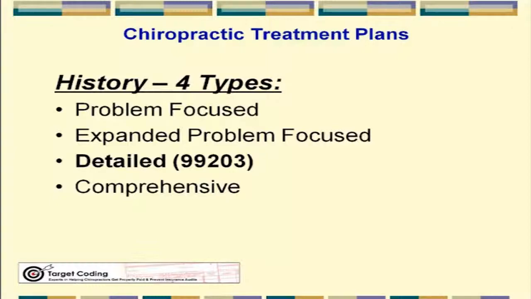The HPI, or in chiropractic college you may have been taught this as the OPQRST. That's the onset, what makes it worse, what makes it better, the quality of the pain. Is it sharp, burning, dull, intermittent, radiating? Is it, the severity? Get a pain scale. How long has it been going on? Any changes since the last visit? Duration? Is it intermittent? Is it constant?